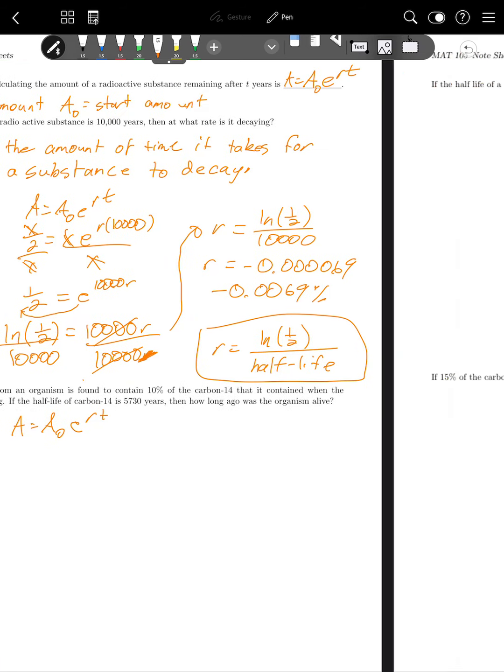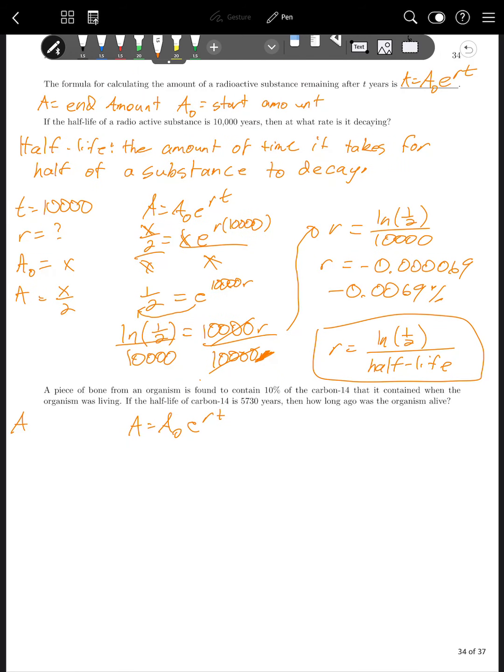Okay. Similar to the previous problem, we don't know how much we're starting with, but we know we have 10% of what we started with left at the end. So if the starting amount is x and the ending amount is 10%, then the ending amount is 10% of that. And what we saw in the previous problem is it doesn't really matter how much we start with as long as we know what percentage of it is left.